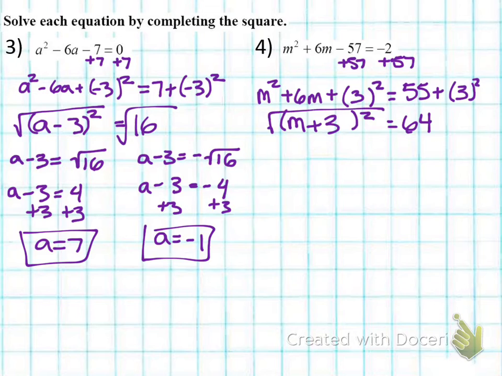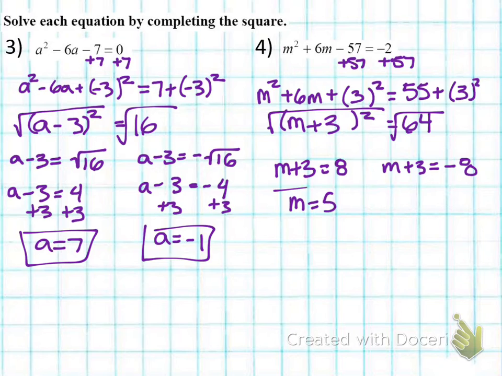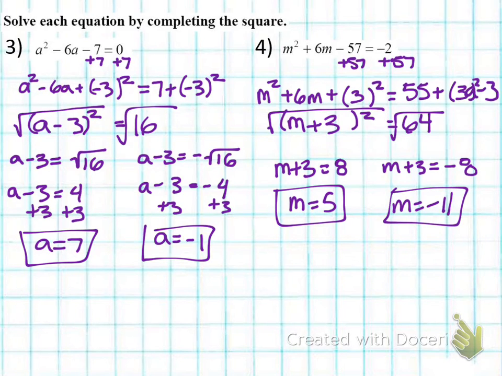I take the square root of both sides and set up two equations. That's m plus 3 equals the positive square root, which is just 8, and m plus 3 equals the negative square root, which would be -8. Solving these, I get m equals 5, and m equals -11.